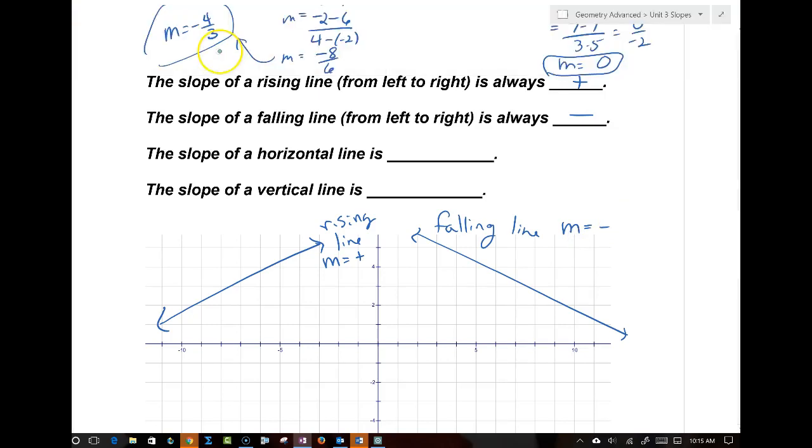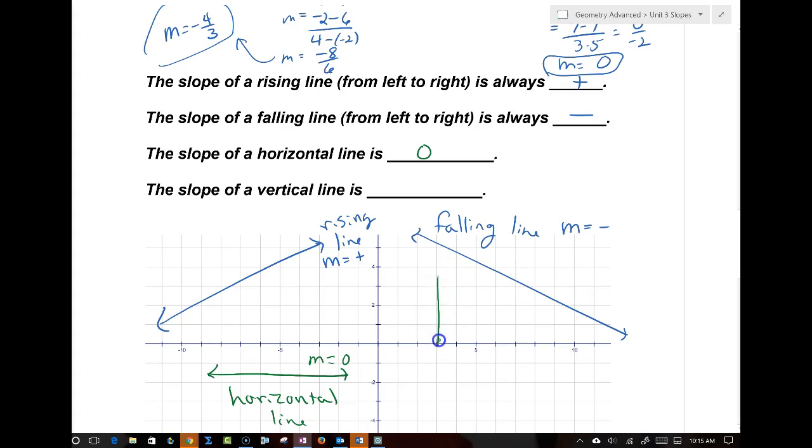Now let's have a little more fun with this. Horizontal line. Use your arms real quick for me. Show me what a horizontal line would be. Good, I'm liking what I see. It's flat, right? So if I have a horizontal line, do I have any slope? For a horizontal line, my slope is 0 because it's flat. So your slope is always 0.